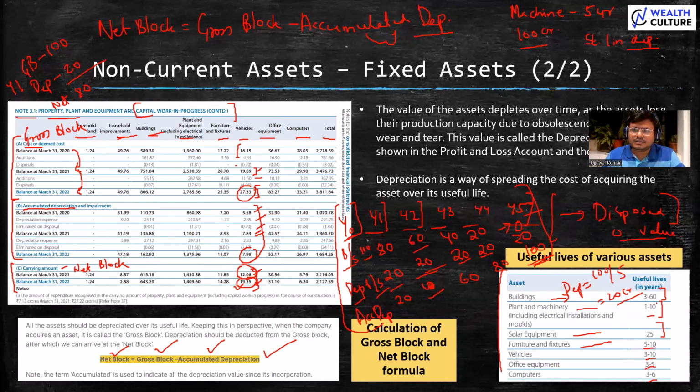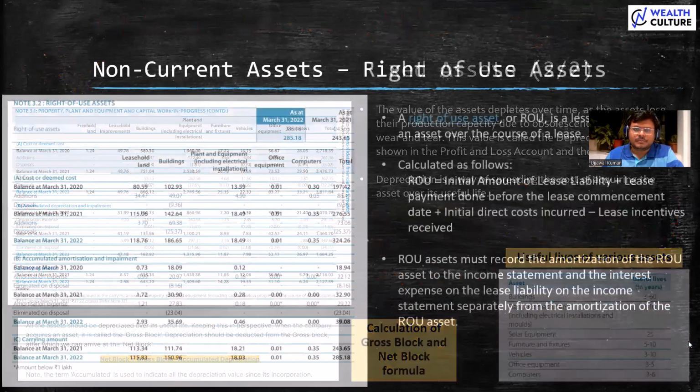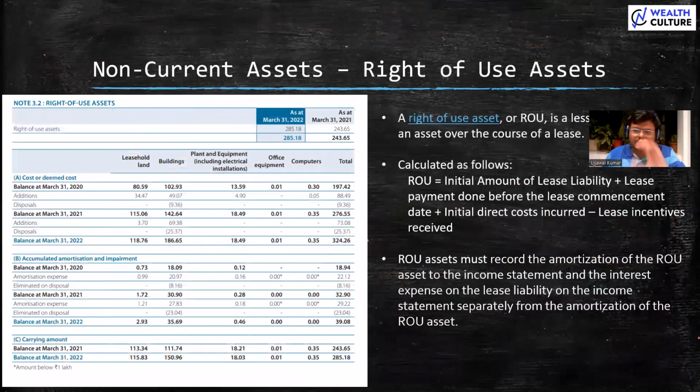They also mention the life of the equipment. You can find this in the annual report. That tells you over what period of life the asset has been depreciated. Okay. So that was fixed assets and depreciation related to fixed assets, and amortization related to intangible assets.